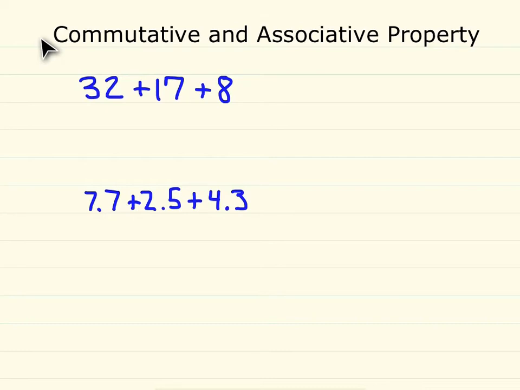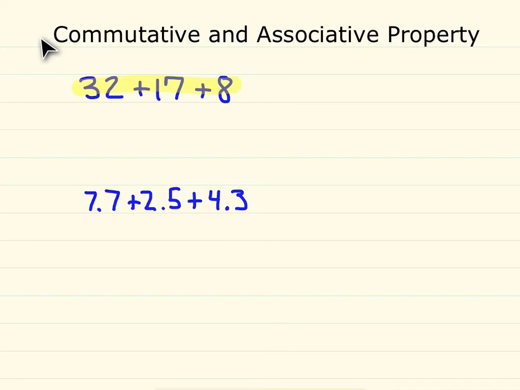Let's look at our first problem, which is 32 plus 17 plus 8. If you look at these, you could add 32 plus 17 and then add 8 to that, but there's an easier way to do it. The commutative and associative property basically are tools to help you do math easier.